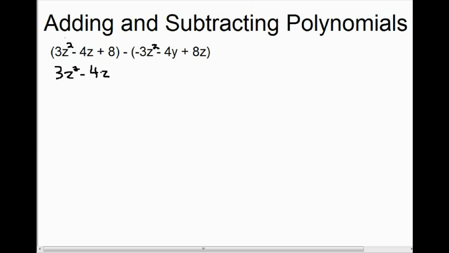Now, for the second set of brackets, we do have to be careful with our signs. We're subtracting negative 3. And as you saw in the last one, essentially when we remove the brackets, when we're subtracting, everything inside the brackets changes to its opposite. So instead of negative 3z squared, we have plus 3z squared. Instead of minus 4y, we have plus 4y. And instead of plus 8z, we have minus 8z.